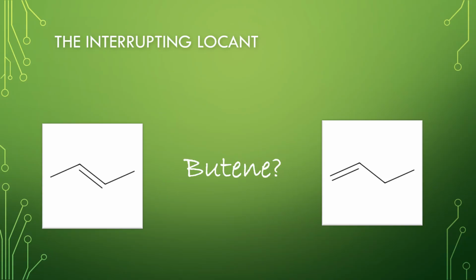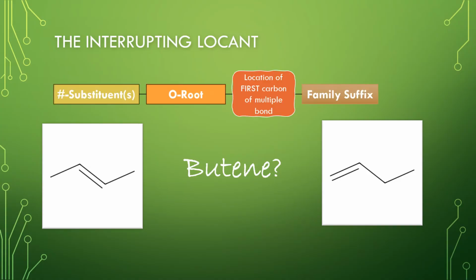Now, the location of the double bond does matter in order to distinguish between these structural, also known as constitutional isomers. In order to address this, we must tweak our naming format. We're going to interrupt the name between the organic root and the family suffix. We're going to add something right here with the location of the first carbon of the multiple bond. Thus, the name of these two organic compounds will be as shown: but-2-ene and but-1-ene, helping us distinguish between these two.